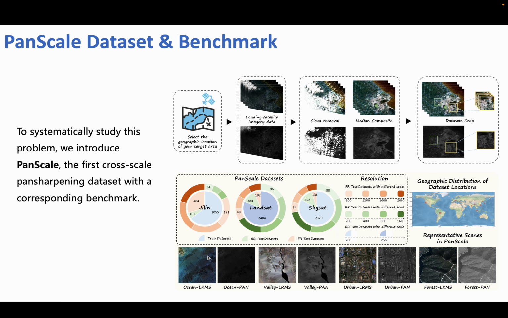To systematically study this problem, we introduce PanScale, the first cross-scale pansharpening dataset with a corresponding benchmark. It contains 3 sub-datasets from Jilin, Landsat, and SkySat, covering diverse spatial resolutions and scene types. Unlike previous datasets, PanScale supports both reduced resolution and full resolution testing across multiple scales. This allows us to evaluate not only fusion accuracy, but also robustness and efficiency when input resolution increases.